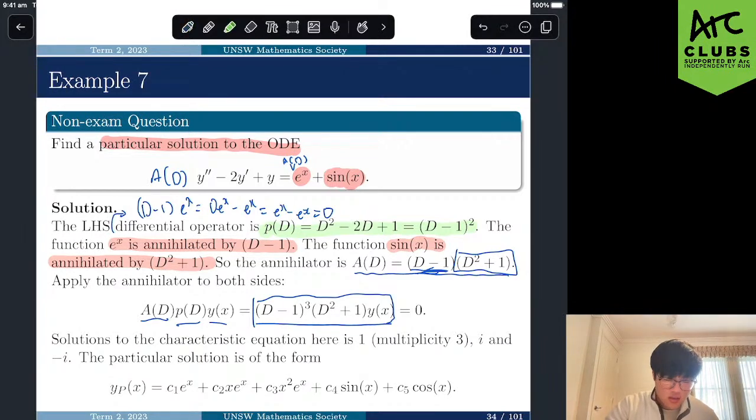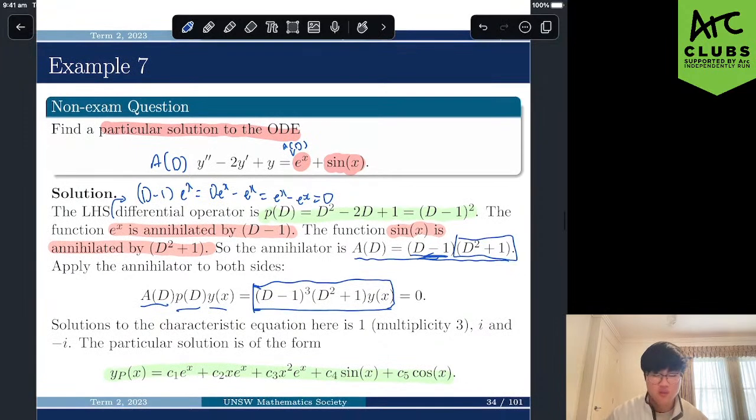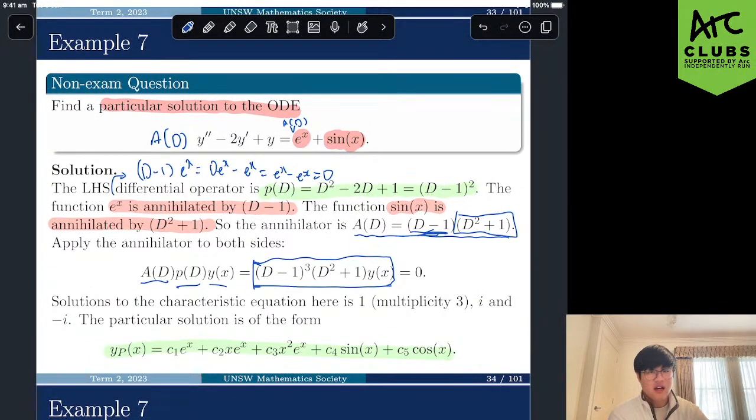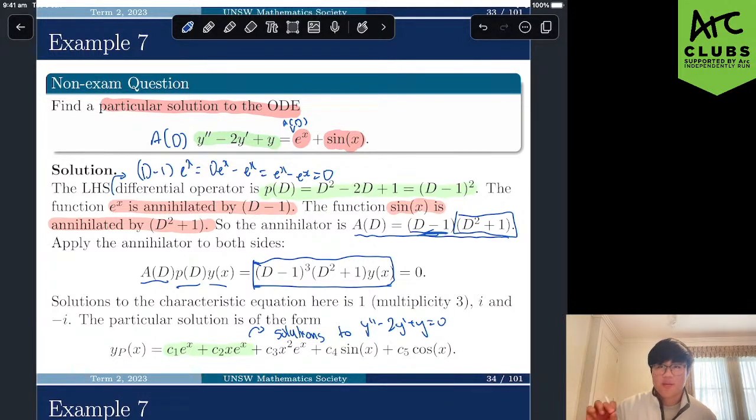And what we see here is the particular solution is of this form, simply because you can easily see the solutions to the homogeneous equation in terms of the annihilator. There's a couple things that we can note. The first one being that the first two terms here are actually just the solutions of the initial homogeneous equation, so what we have up here. So this is just solutions to y double dash minus 2y dash plus y equals 0. So that's not actually the particular solution. That would be homogeneous solutions to our initial ODE. So we ignore that part.